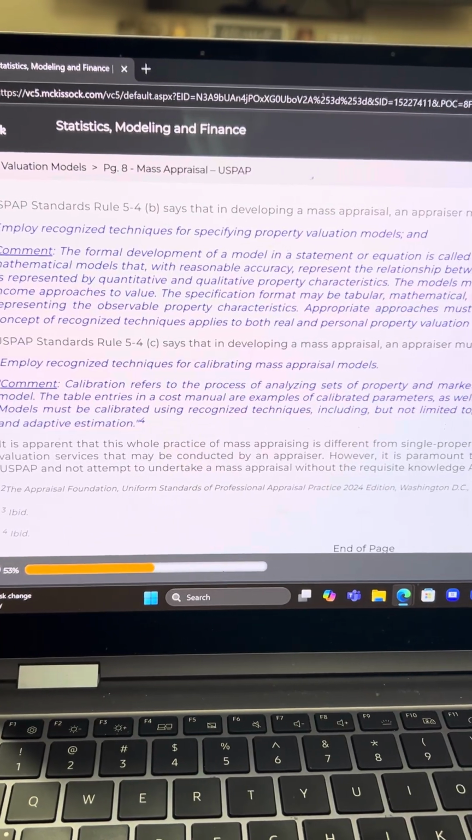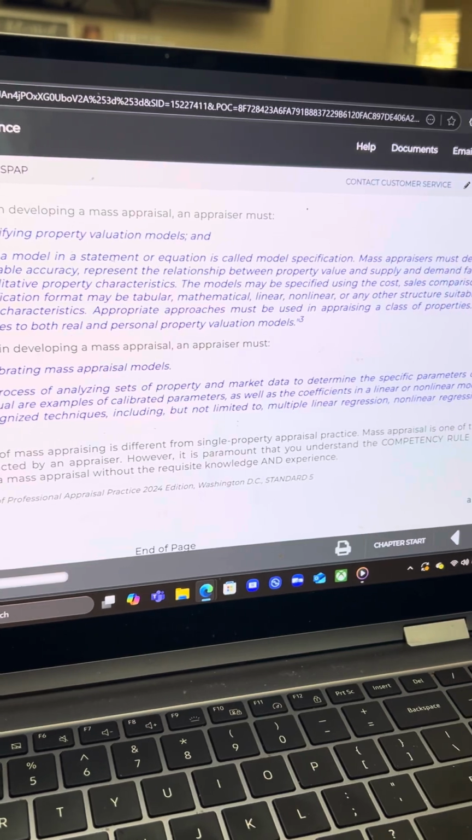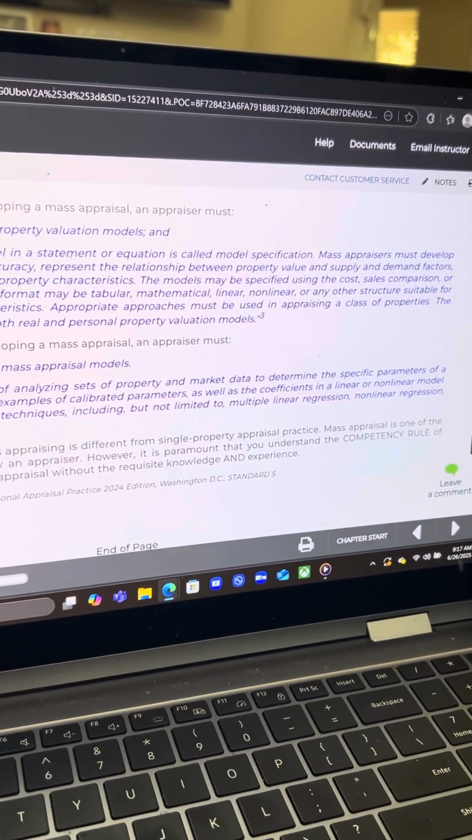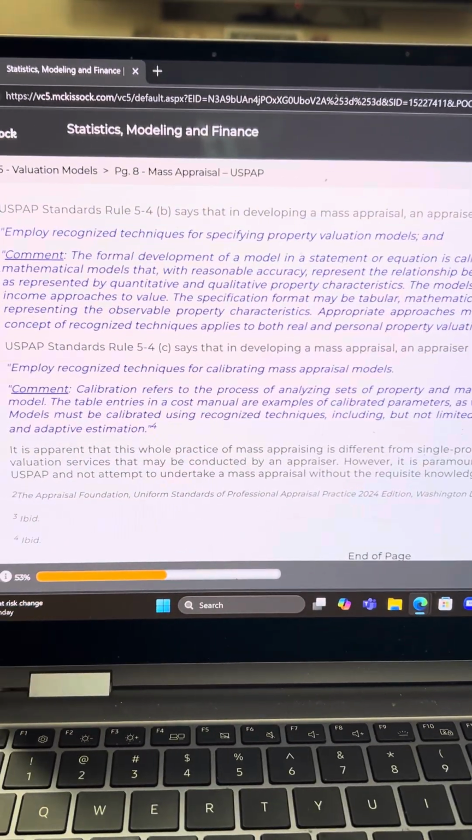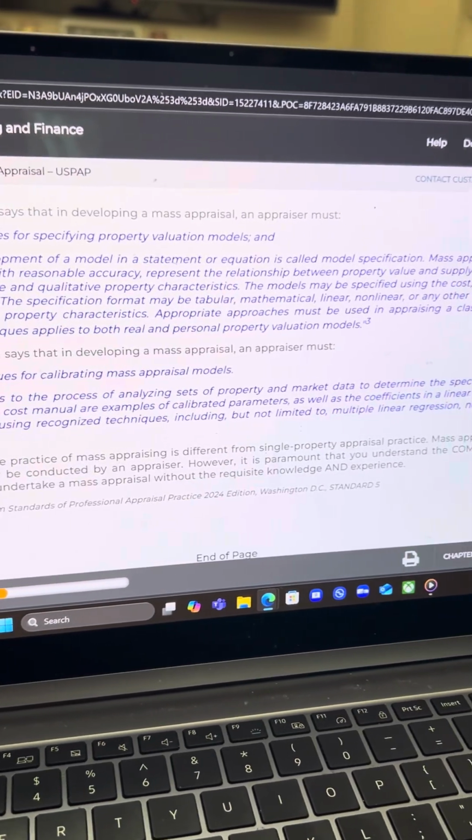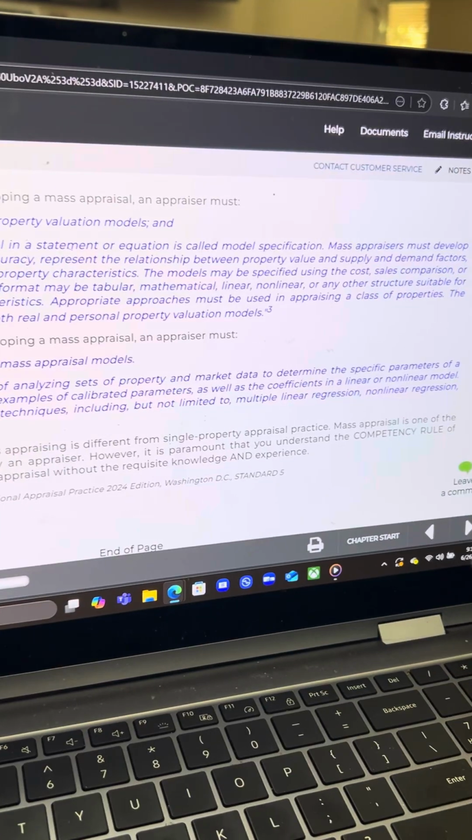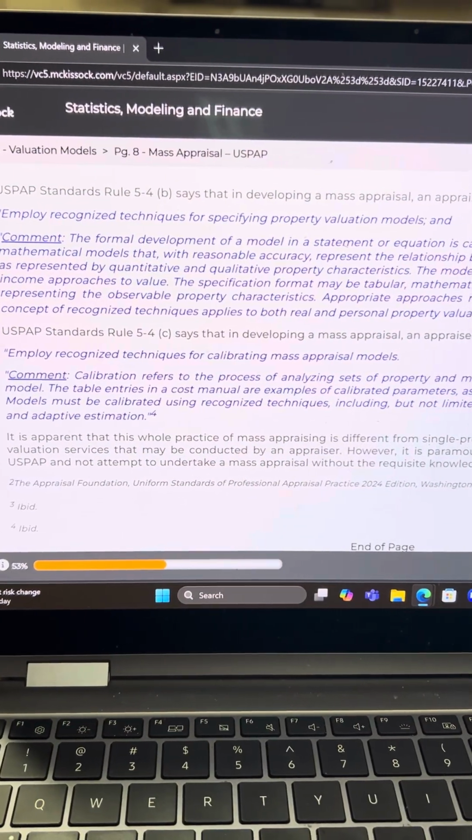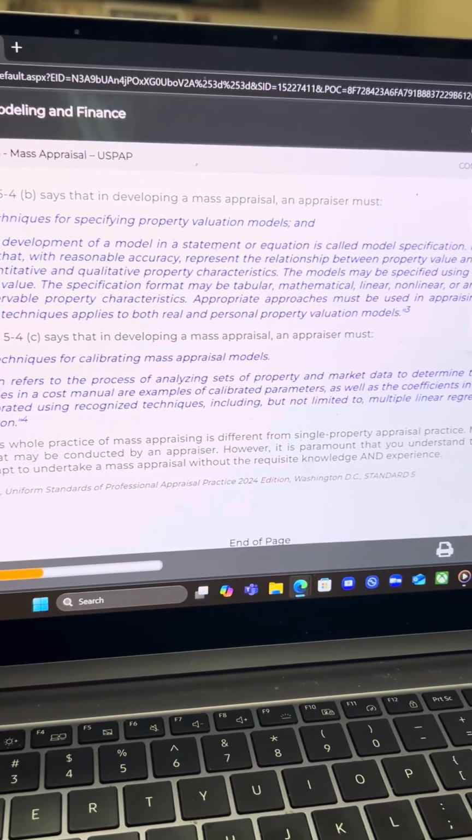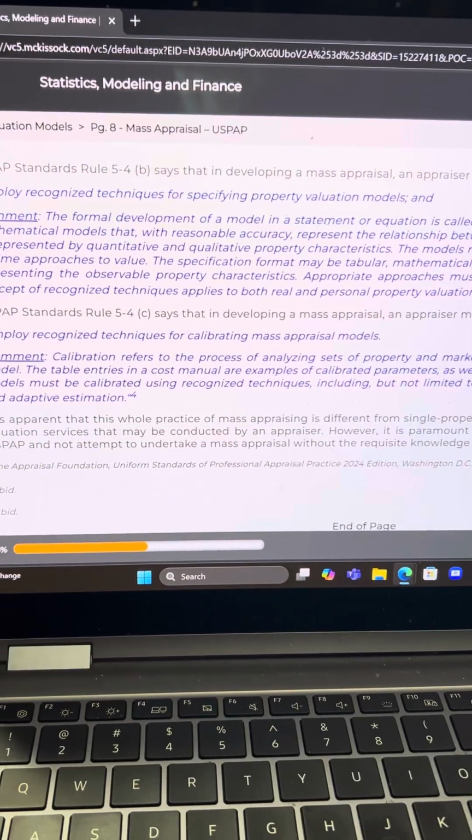It is apparent that this whole practice of mass appraising is different from single property appraisal practice. Mass appraisal is one of the valuation services that may be conducted by an appraiser. However, it is paramount that you understand the competency rule of USPAP and not attempt to undertake a mass appraisal without the requisite knowledge and experience. End of page.